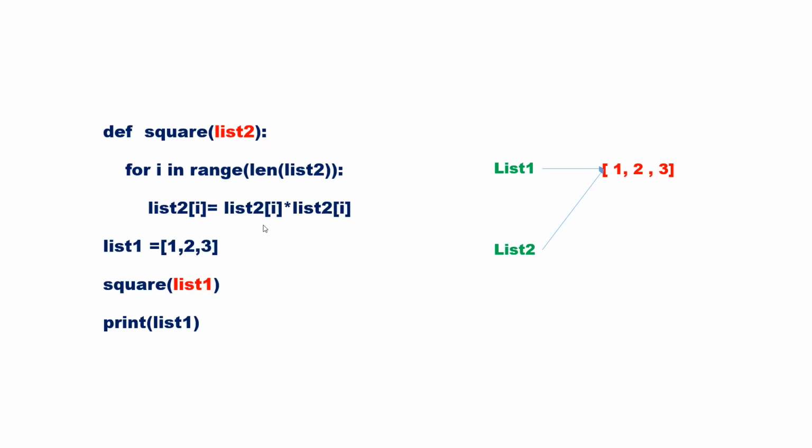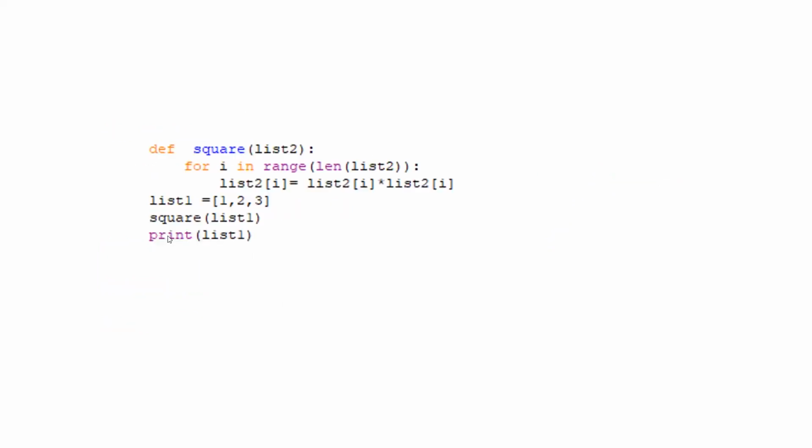So when we execute this function, all these values will be squared. When we print list 1, we will get the new list with the squared values 1, 4, 9. So actually the changes happen to list 2, but it affects list 1 also because we're calling the function using the reference.